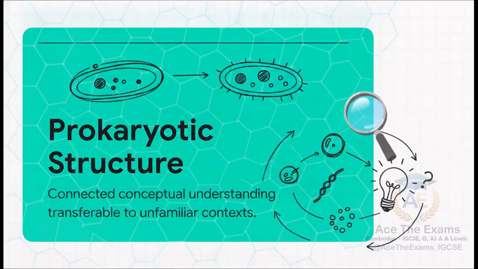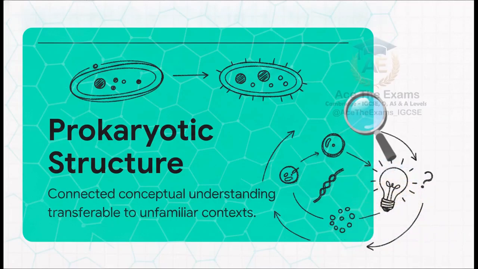The Cambridge Assessment Framework defines it as a biological architecture requiring connected conceptual understanding that you can transfer to completely unfamiliar contexts. They prioritize analytical depth way over superficial breadth. They don't just want to know if you can identify a plasmid, they want to know if you can explain what it does in a brand new scenario they've just invented for the paper.